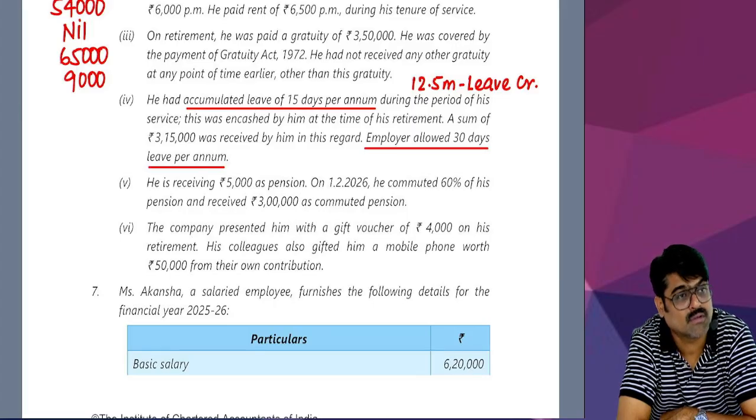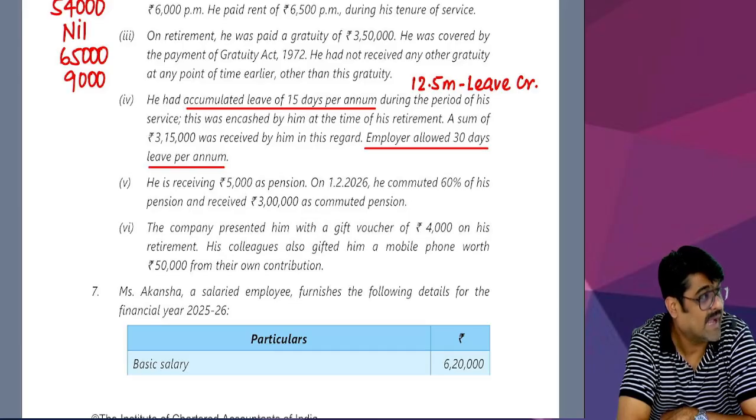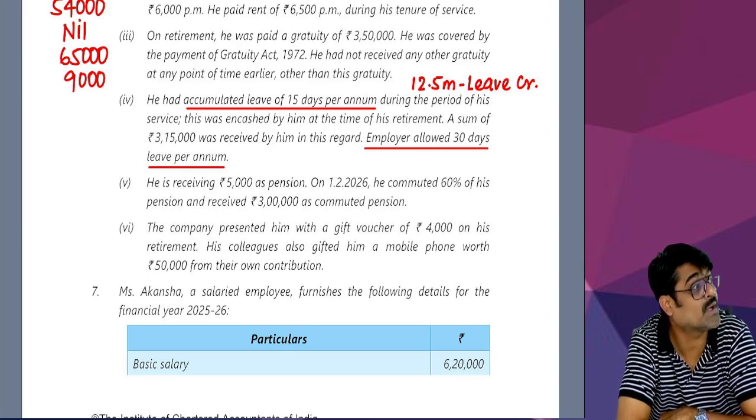So how much will be the fully commuted pension? 5 lakhs. Getting my point? 3 lakh divided by 60 into 100 will be 5 lakhs. So 5 lakh is the fully commuted pension. 1/3 of that is 1,66,667. So actual commuted pension is 3 lakhs, and 1/3 is 1,66,667. Whichever is lower. So what is the lower amount? 1,66,667. That will be exempt out of your 3 lakhs.